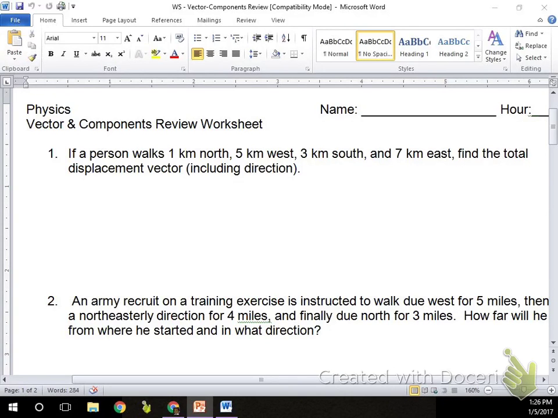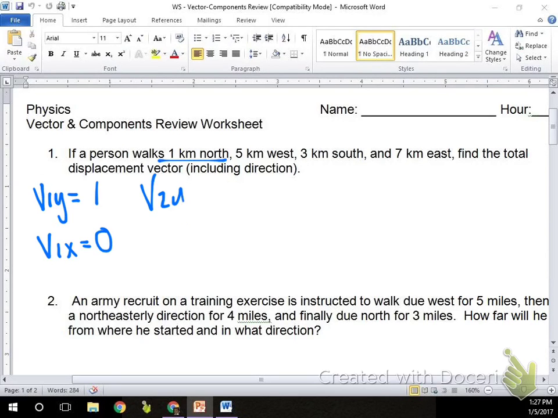And this first problem says a person walks 1 kilometer north, 5 kilometers west, 3 south, 7 east. We want to find the total displacement, so how far he is exactly from where he started, okay? So this problem has how many vectors we're going to add together? 4. All right, so let's start looking at this. Our first vector is 1 kilometer north. So v1y is going to be positive 1. What would v1x be? 0. Yeah, because it only has a y component.